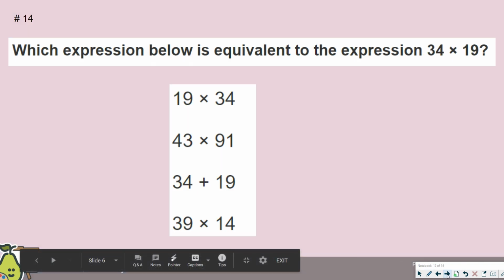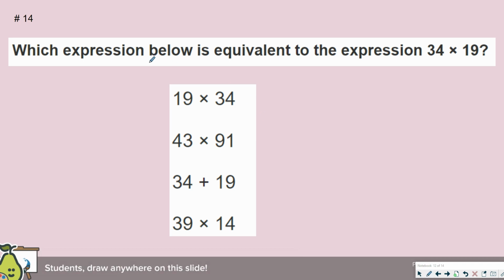All right, number 14, our last one today. It says, which expression below is equivalent? What does equivalent mean? Do you guys see something that is kind of like that word? I hear that word equal, or part of it anyway. So equivalent means equal to the expression. These are expressions right here. And it's saying equal to this, 34 times 19.